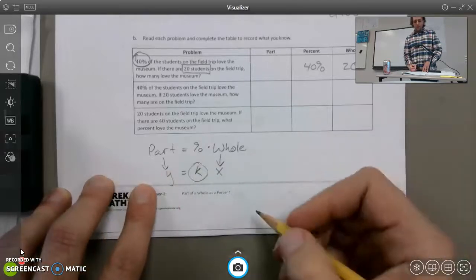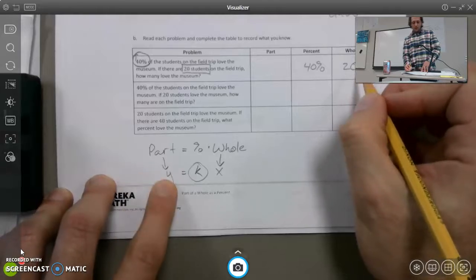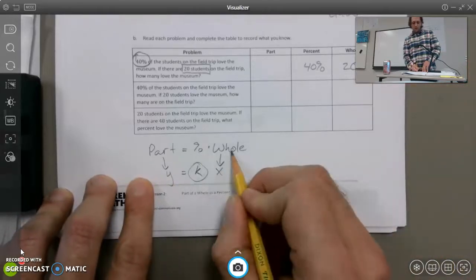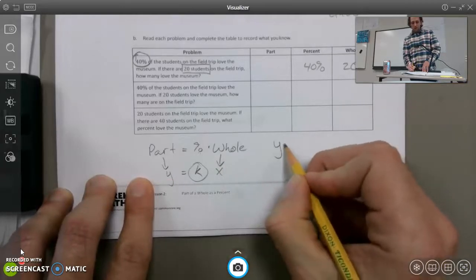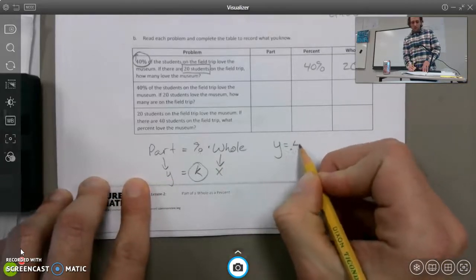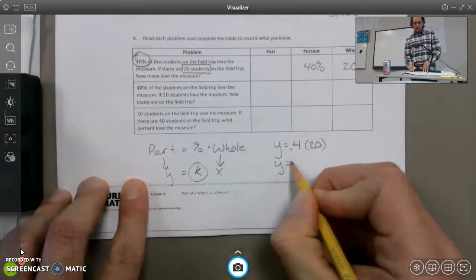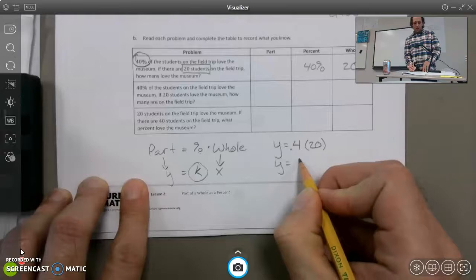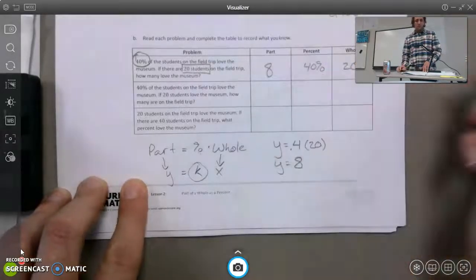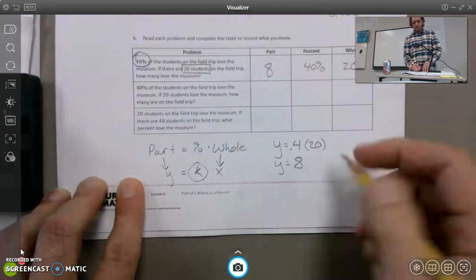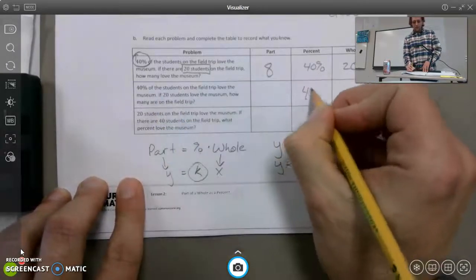So what I mean by that is, let's say I want to find the part if 40% of the whole liked the museum. Well, my part is equal to 40% or 4/10 of the whole, which is 20. That means the number of students, 4/10 of 20 is 8 students. So 8 students like the museum. 40% of the students on the field trip love the museum.